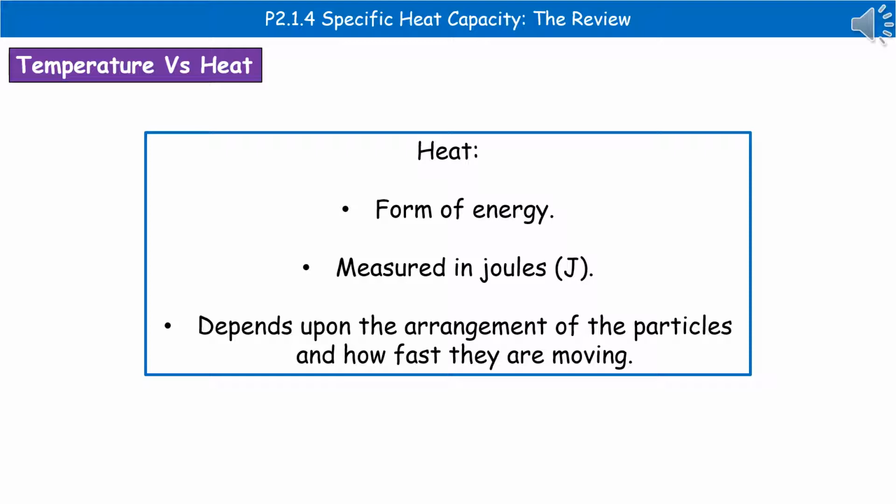The second term is heat. Now heat is actually a form of energy. So because it's energy, we measure it in joules with the symbol of a capital J there, and it's going to depend upon the arrangement of the particles and how fast they're moving. So don't mix up heat and temperature, they are different terms.